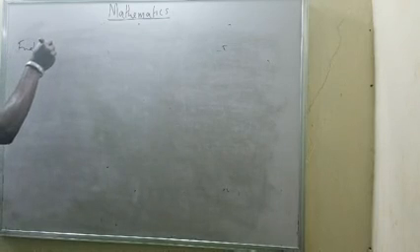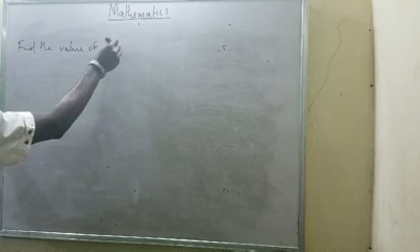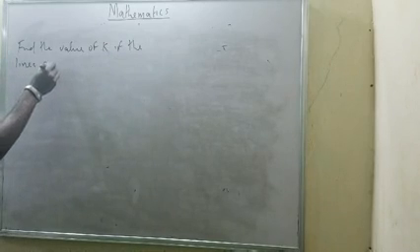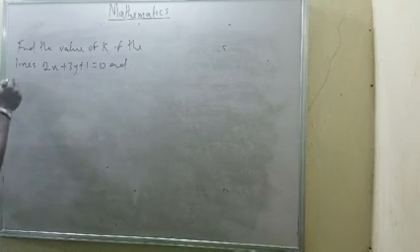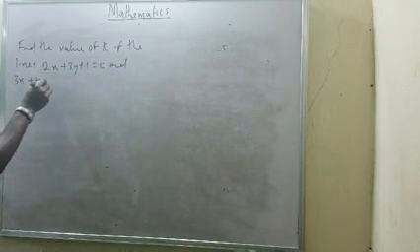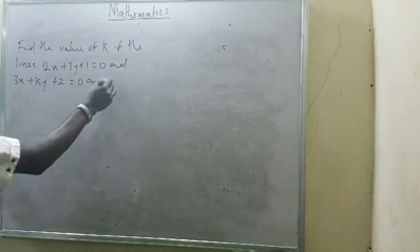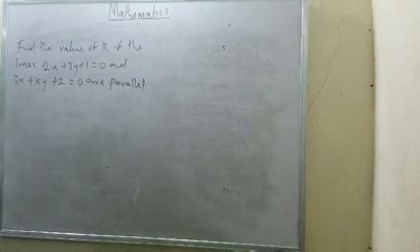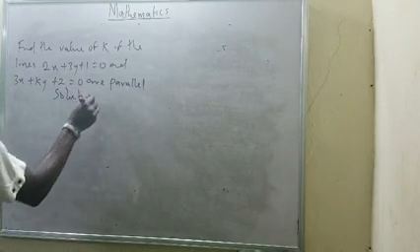Find the value of K if the lines 2x plus 3y plus 1 equals to 0 and 3x plus ky plus 2 equals to 0 are parallel. Now, these lines are parallel. This is a linear, this is a linear, and they are in the form of what? This is a very straightforward question. Let me please solve it.